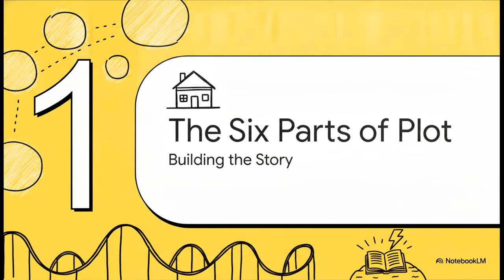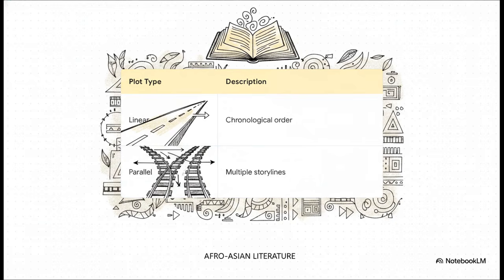All right, part 1, the 6 parts of plot. Okay, let's dive into this. Plot is basically the foundational skeleton of any story you read, right? Unlike a massive, sprawling novel, a short story author is arranging a highly specific sequence of events designed to hit you hard, usually in just one focused sitting. So, when you sit down with your exam text, your very first job is to identify how that skeleton is built. Are you looking at a linear plot or a parallel plot?